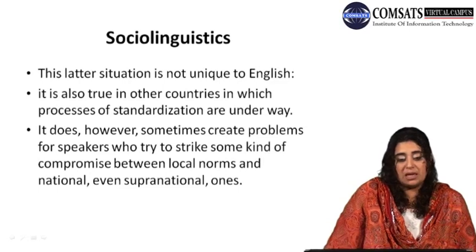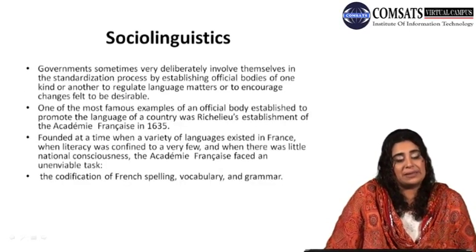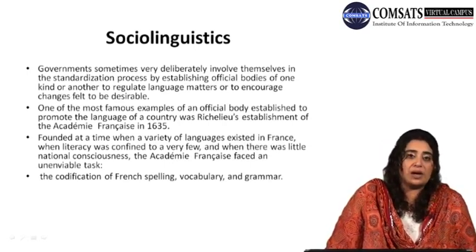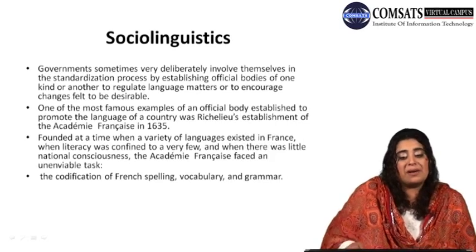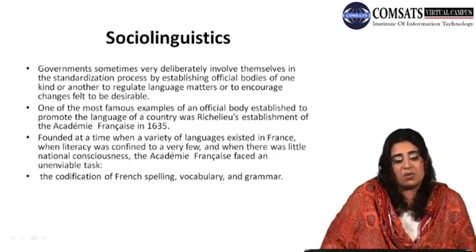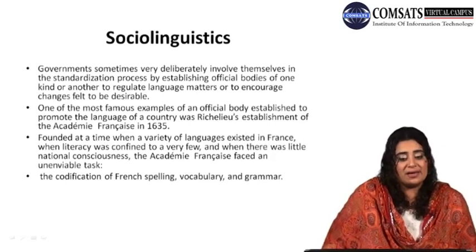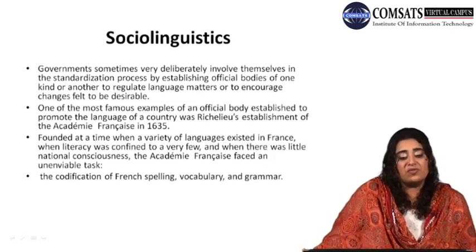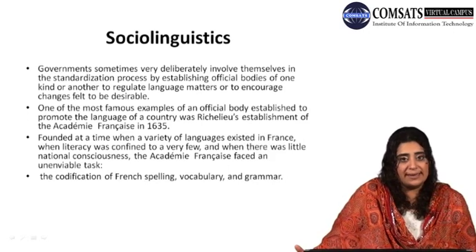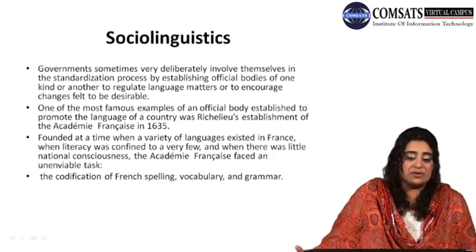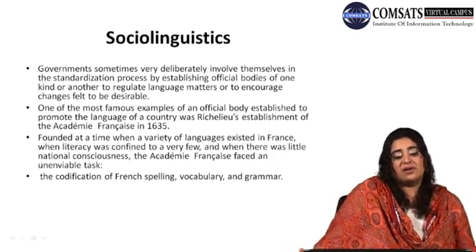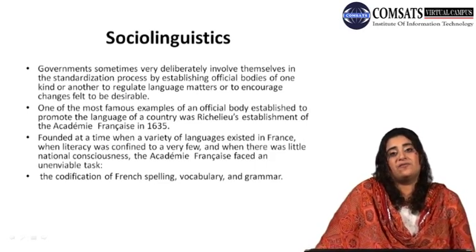supranational ones. Now, governments sometimes very deliberately involve themselves in the standardization process. Now, why would they do that? They would do it by establishing official bodies of one kind or another to regulate language matters or to encourage change felt to be desirable. So one of the most famous examples of an official body established to promote the language of a country was Richelieu's establishment of Académie Française in 1635.